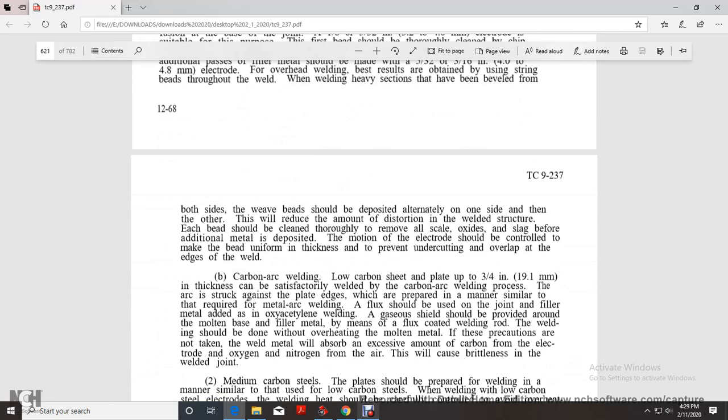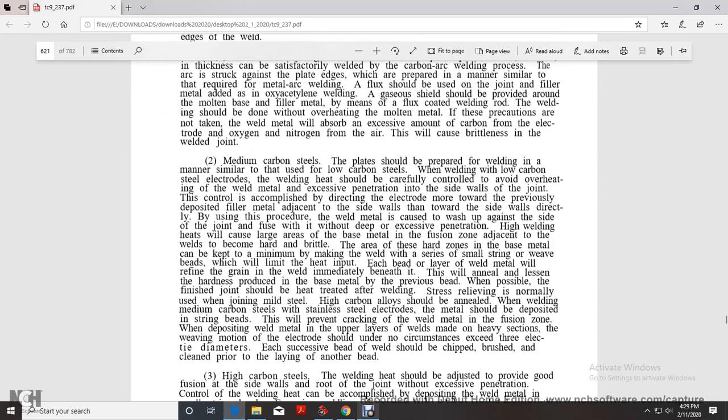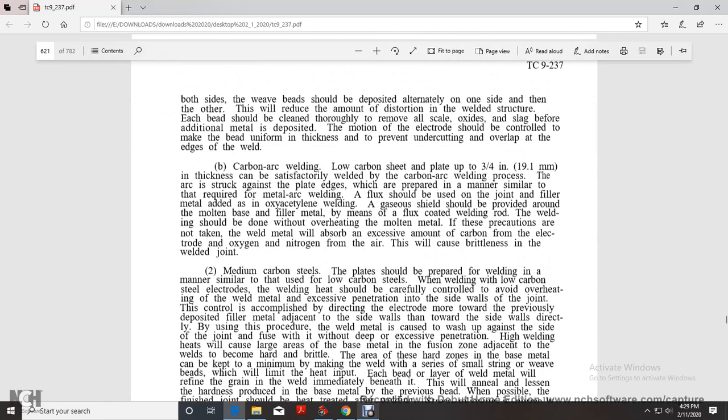To reduce the amount of distortion in the welded structure, each bead should be cleaned thoroughly with removal of all scale, oxide and slag before additional metal is deposited. The motion of the electrode should be controlled to make a bead of uniform thickness, to prevent undercutting and overlapping of the edges. Carbon arc welding of low carbon sheet and plate with a 3/4 inch thickness is satisfactory. In carbon arc welding, the plate edge is prepared in a manner similar to that required in metal arc welding.